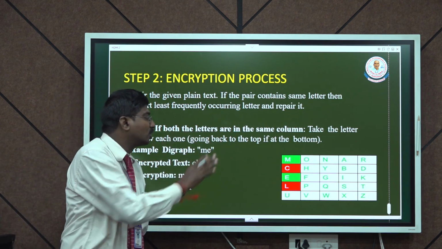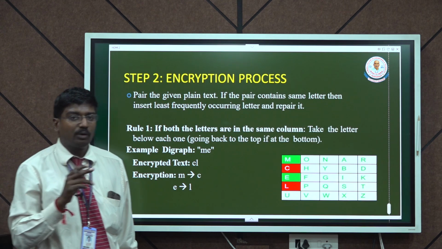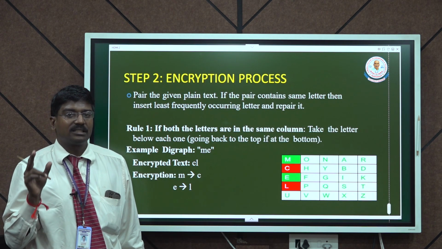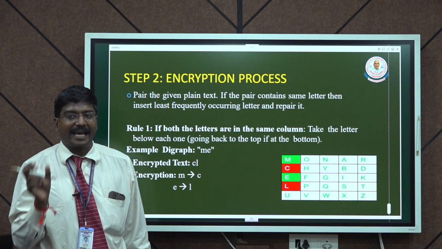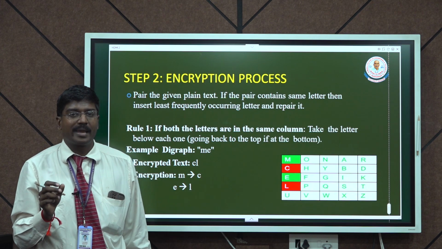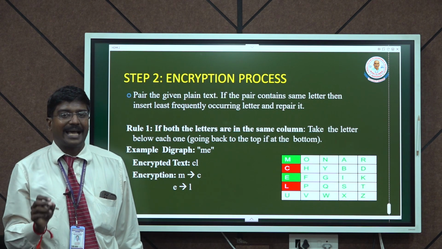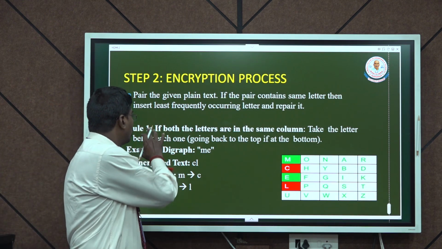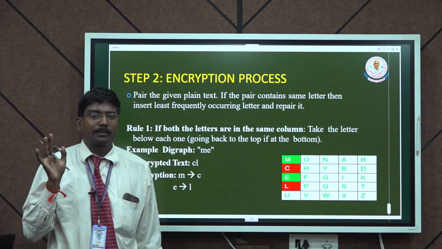Another rule is that when we are pairing the alphabets, it should have an even number of characters. If it has an odd number of characters, the last character should be added with a least frequent character. For example, X can be added at the end. There are 3 rules for the encryption process.